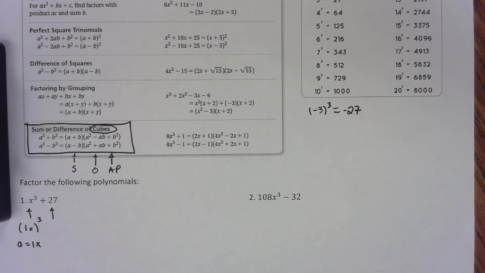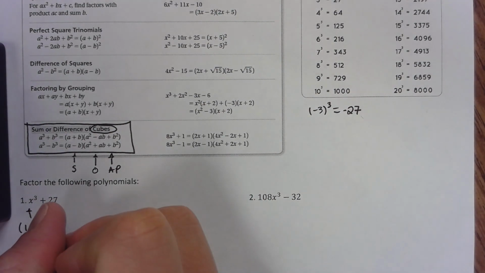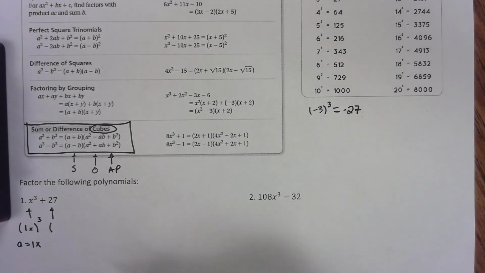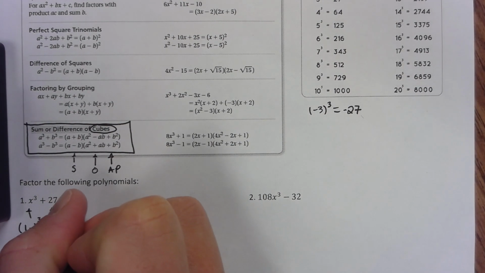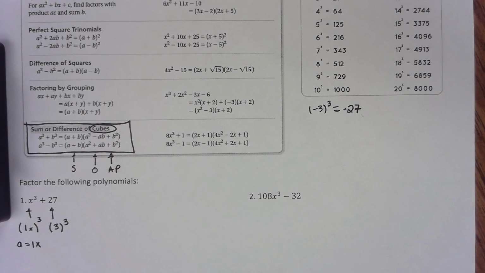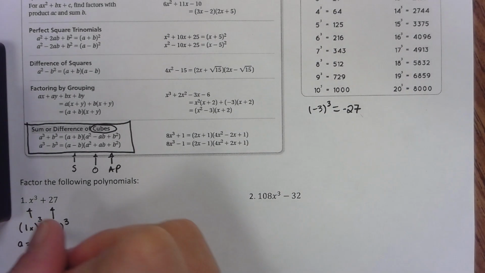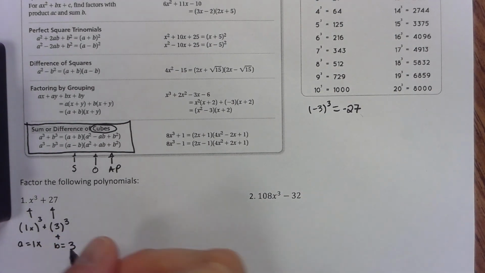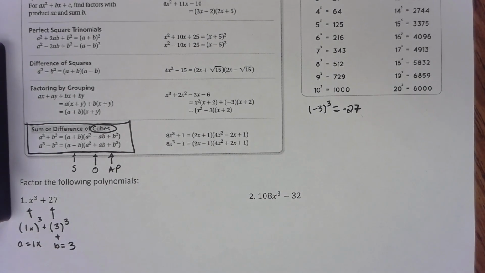But now for the 27, instead of thinking about it as 27, instead, I'm going to think about it as what number to the power of 3 is 27. And that would be 3. So 3 cubed is equal to 27. This allows me to now identify the value of b being whatever number is being cubed there, which is 3 in this case. So as soon as we can pick up what a and b are, now it's just a matter of substituting these values into the formula.